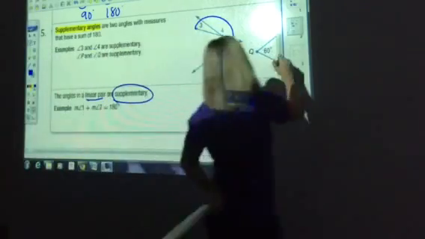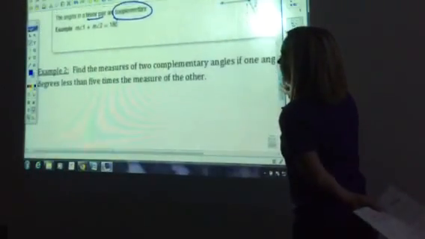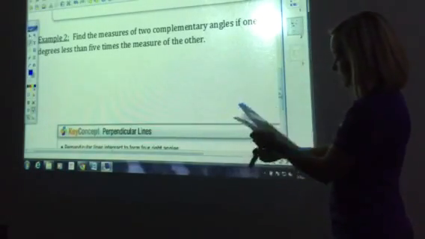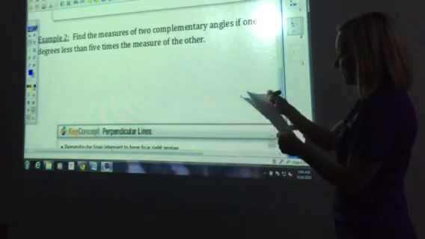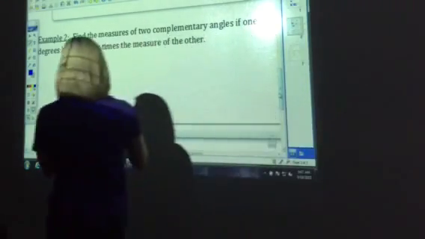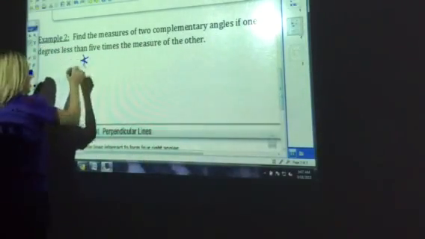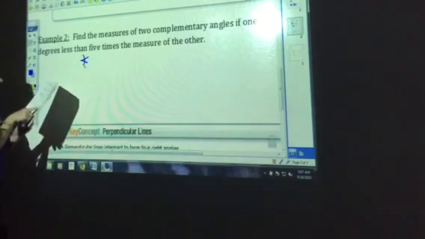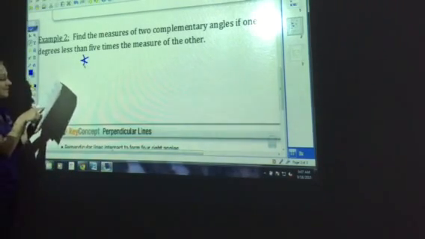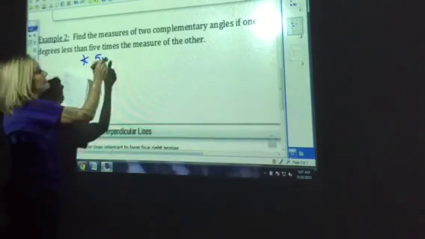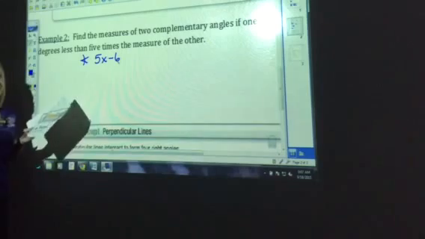Looking over here, example 2, I'll read what it says from the notes. Find the measure of 2 complementary angles if one angle measures 6 degrees less than 5 times the measure of the other. 6 degrees less than 5 times. So I would say 5x minus 6 would be one of the angles.